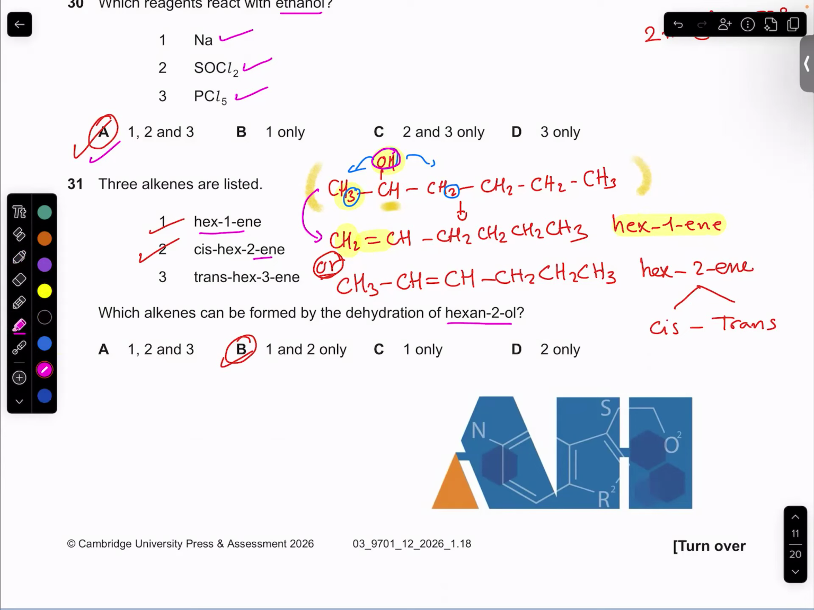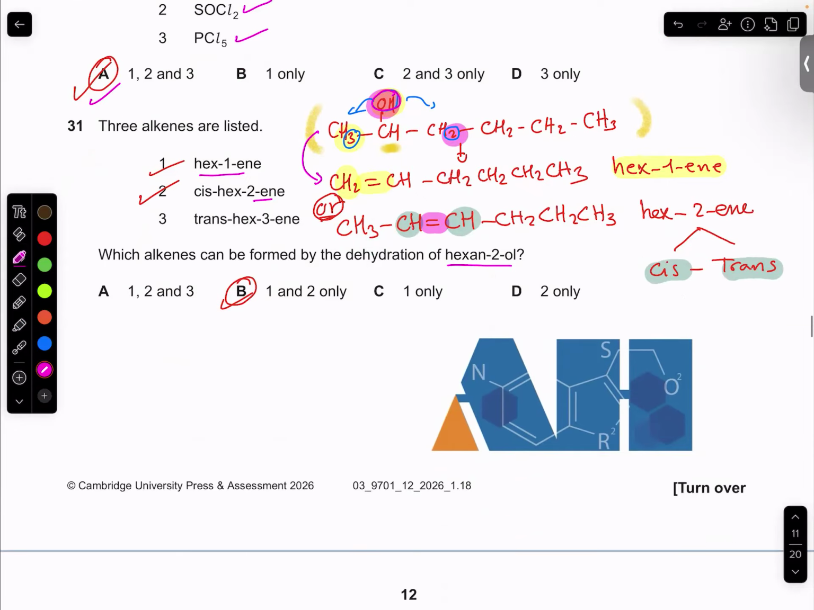And if we take OH from here, and the H from here, it will form hex-2-ene, right? But hex-2-ene can be cis and trans. Why? Because we have on this carbon hydrogen and alkyl, and on this carbon we have hydrogen and alkyl. So it can form cis and trans. And of course, hex-3-ene cannot be formed, so the answer is 1 and 2 only.